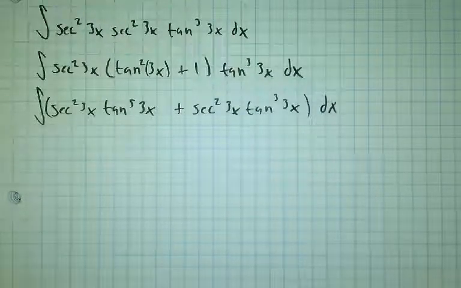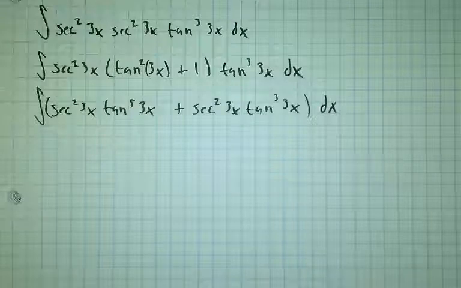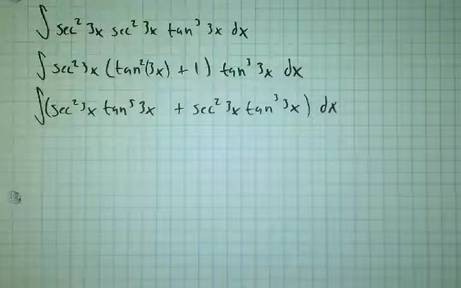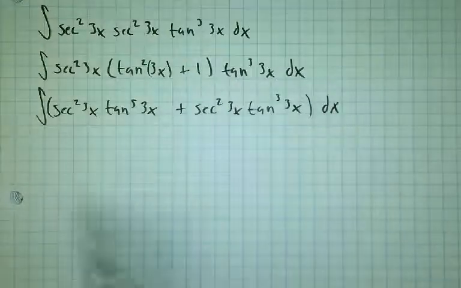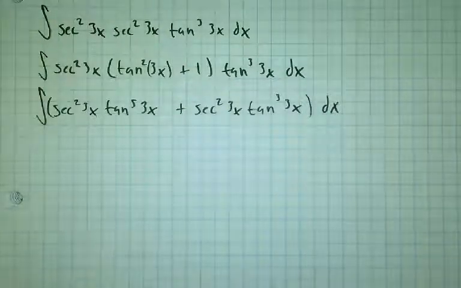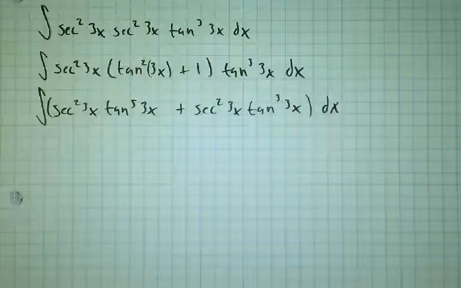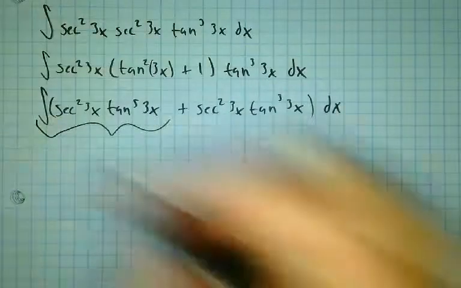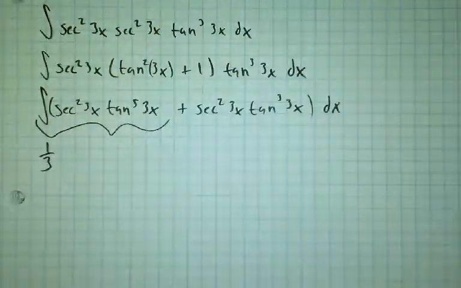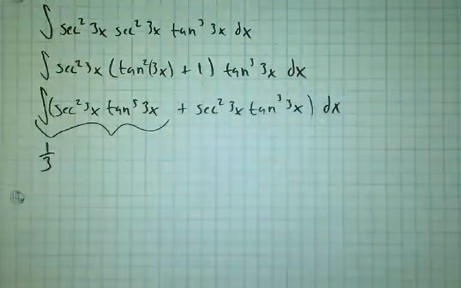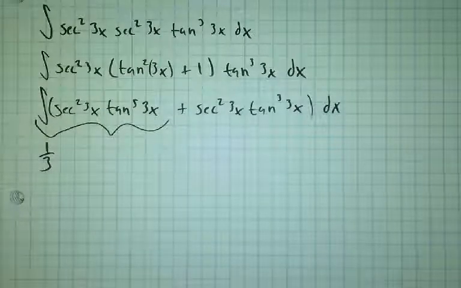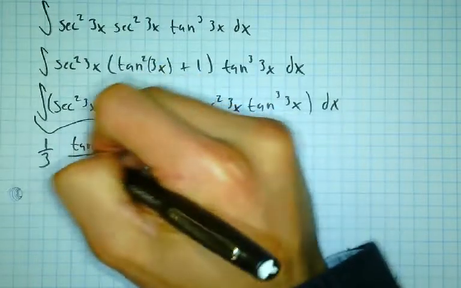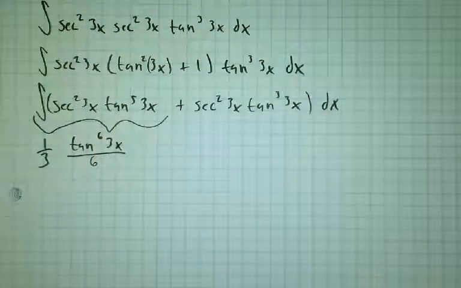What is u? Tangent, because the derivative of tangent is secant squared, and that is the reason why we wanted to keep a secant squared. Now you gotta be careful because this one has a 3x, so therefore we need a 1/3. Yes? So that means that the integral for this part is what? I need a 1/3. This would be like saying u to the 5th, so this would be u to the 6th. So tangent to the 6th power 3x over 6, right?